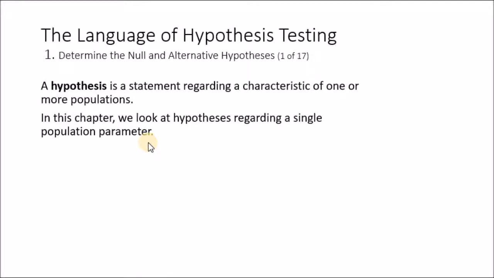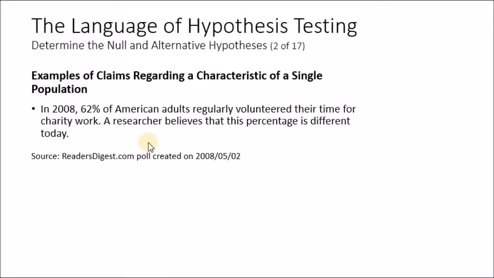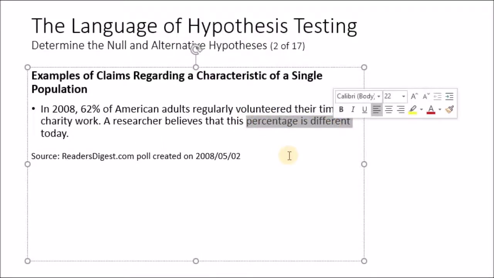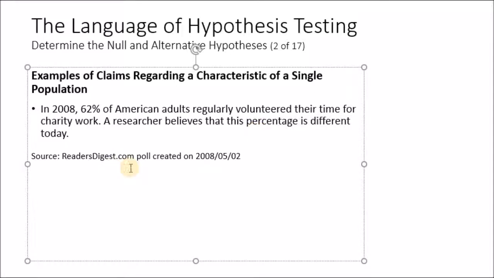In this chapter, we will look at hypotheses regarding a single population parameter only. Examples of claims regarding a characteristic of a single population. In the year 2008, 62% of American adults regularly volunteered their time for charity work. A researcher believes that this percentage is different today. So please notice the language: different today. The percentage is different today. That is important language that we need to pay attention to.